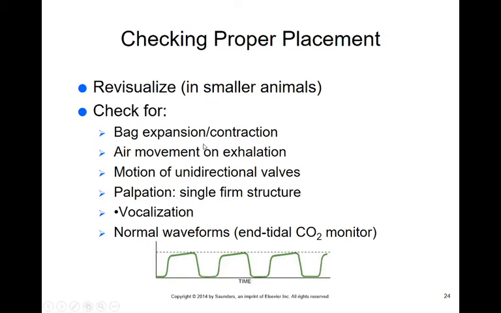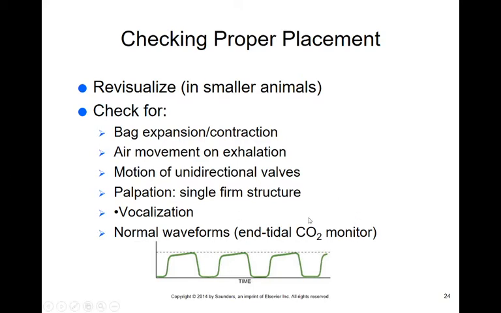We're going to watch the bag. Make sure that bag, once it's connected, expands and contracts as they breathe. We're going to look at the unidirectional valves. They'll pop up and down. We should not feel the tube when we palpate the throat. We should only feel the trachea. We shouldn't feel anything besides the trachea. If we have it beside the trachea, it'll be in the esophagus and we'll feel 2 tubes in the throat. That's not right. So any vocalization means you're in the wrong spot. We need to replace it.